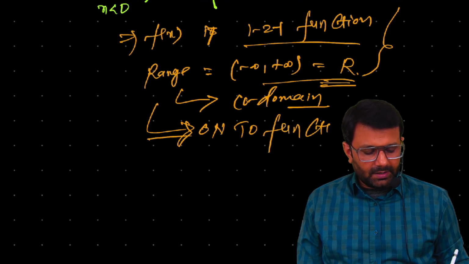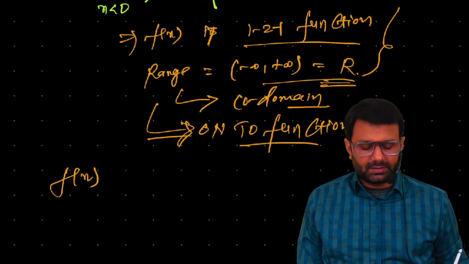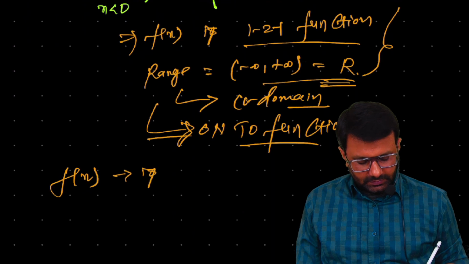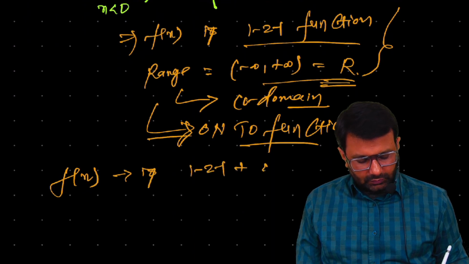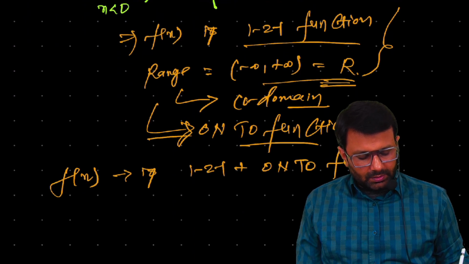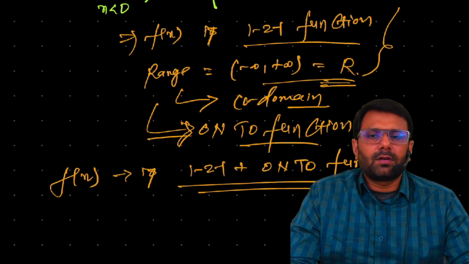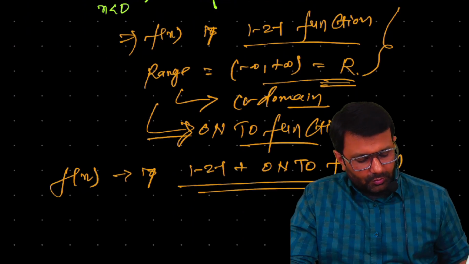So what will be my answer? f(x) is 1 to 1 and onto, which means bijective. So f(x) is a 1 to 1 plus onto function. Any problem up to here? Any problem? Okay, no problem.